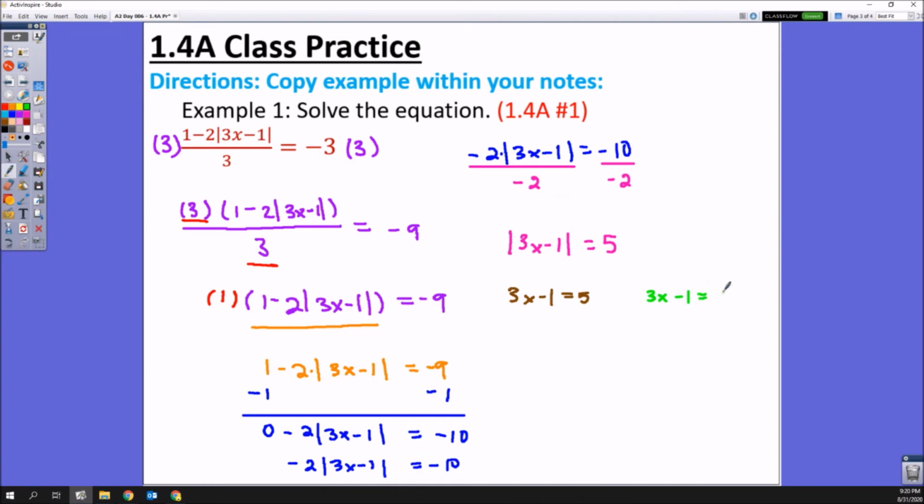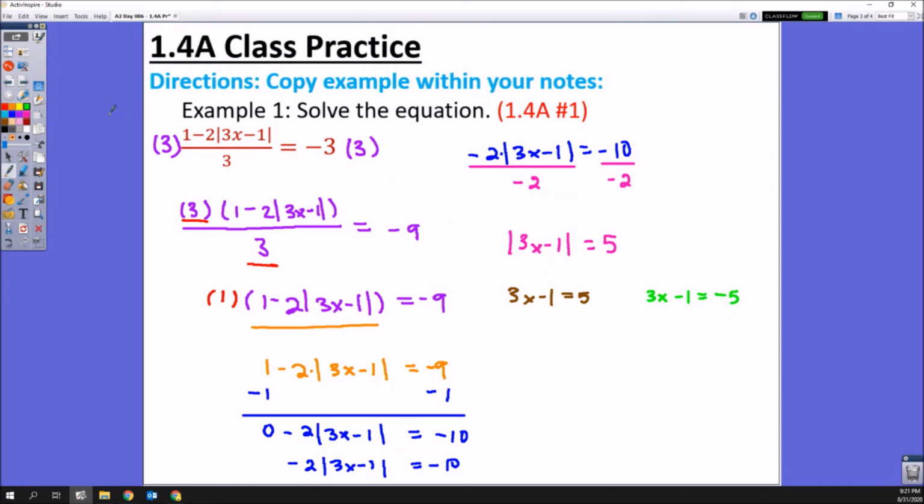So notice how I didn't write the absolute value lines. The reason is because now I'm solving for x when the absolute value is by itself. So when you're solving, you don't need the lines anymore. You just write what's inside: 3x minus 1, 3x minus 1. One equation will equal the original number. The other equation will equal the opposite. Now, the reason I wrote them side by side is so that you can see what I'm doing.